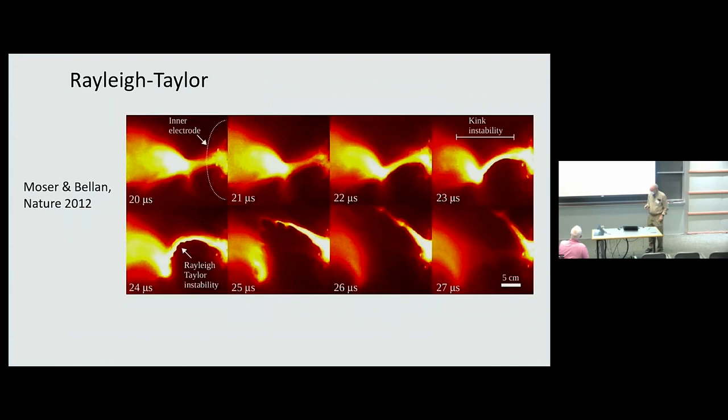So we saw a Rayleigh-Taylor instability. Let's follow this. Okay, so 20 microseconds, 21, 22, 23, 24, 25. What we're seeing on the top row is the kink developing, and this is the kink wavelength. But then down here, you see some little ripples developing on a faster time scale, in about 1 microsecond.